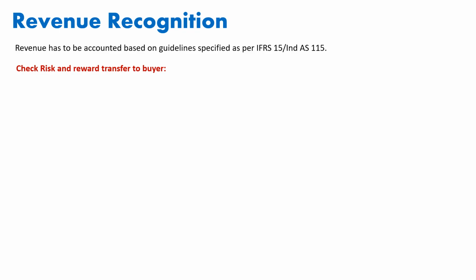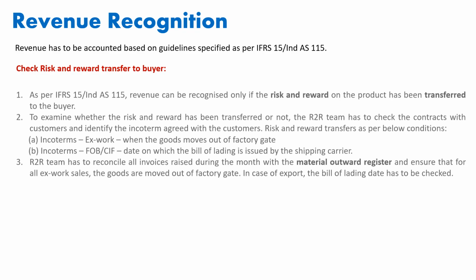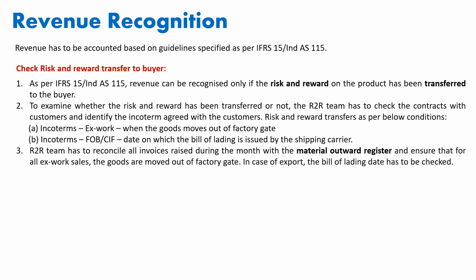They have to check the risk and reward transfer to the buyer, right? Because one of the conditions in Ind AS 115 or IFRS 15 says that unless the risk and reward is transferred to the buyer, the manufacturer or the seller can't recognize the revenue. So let's see what and how to check. As per IFRS 15 and Ind AS 115, revenue can be recognized only if the risk and reward on the product has been transferred to the buyer.